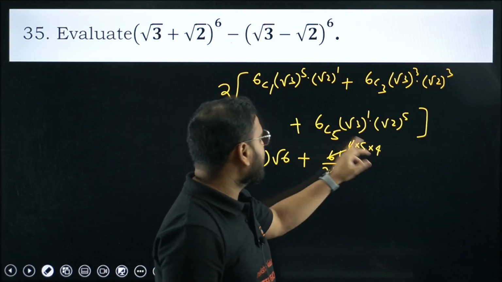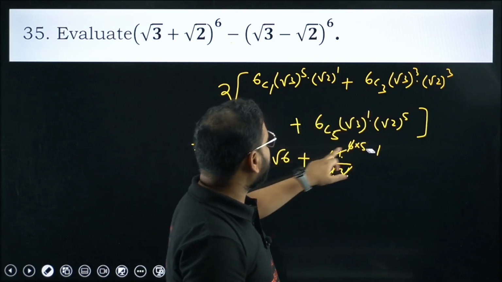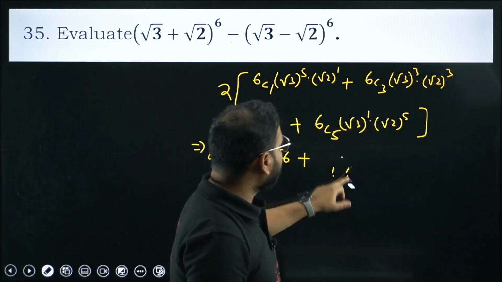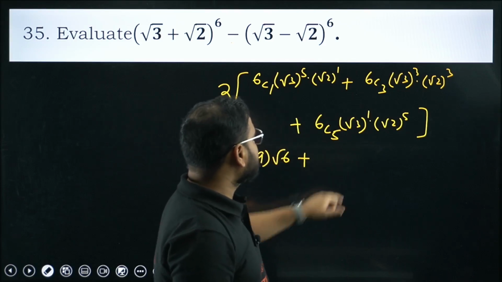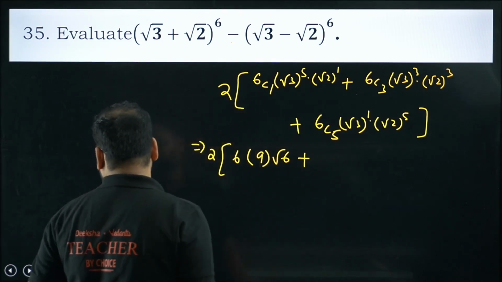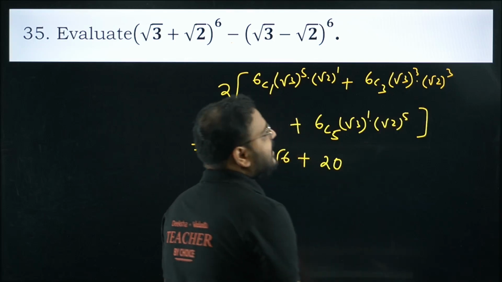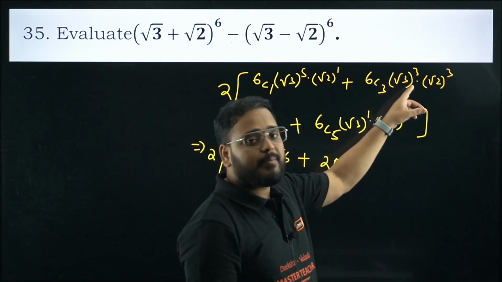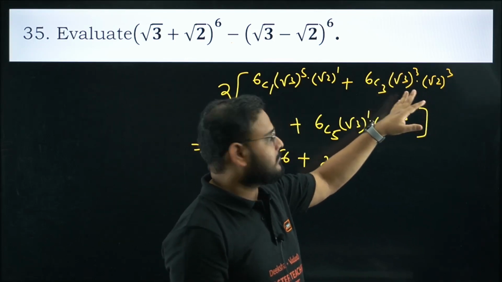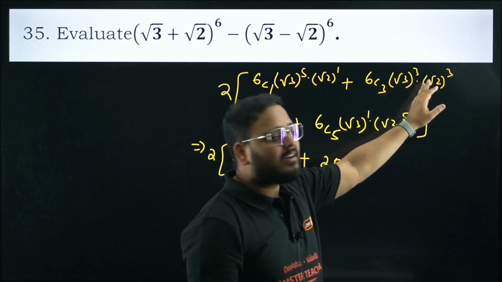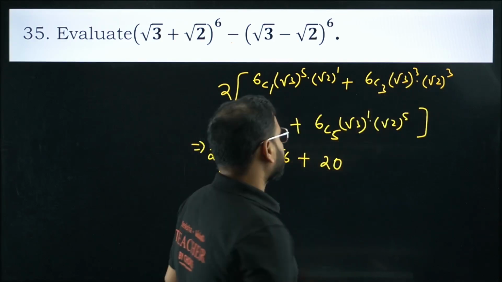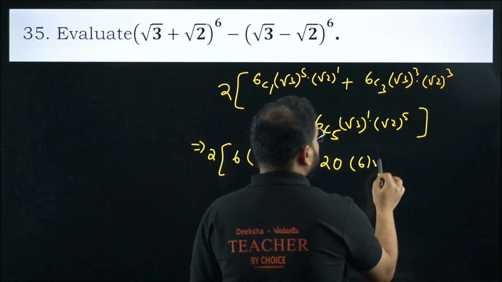I hope you got it. 6C3 is how much? 20. If you want, you can do it from your side also, getting the same result. Okay, 20 over here. What I have is root 3 power 3. How much is that? Root 3 power 3 will be 3 root 3. Again, for 2 root 2, so 6 into root 6.